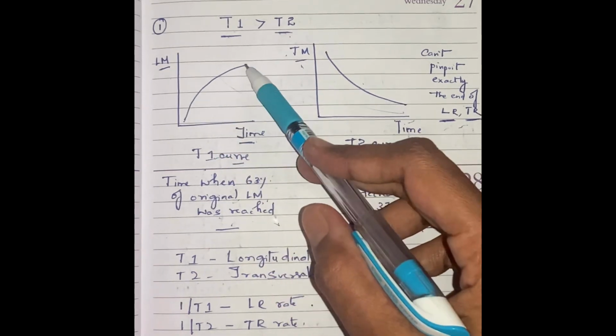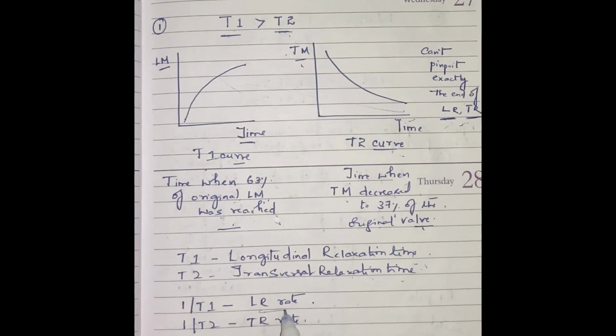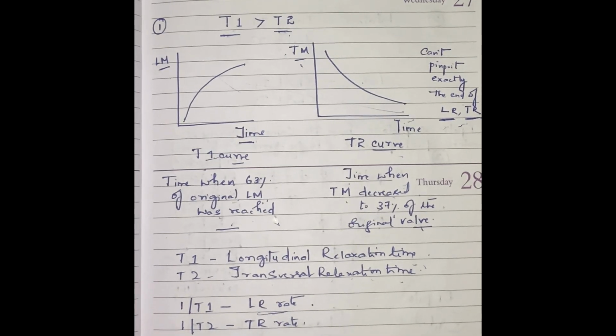So T1 is always more than T2. Just remember that. 1 by T1 is the longitudinal relaxation rate. 1 by T2 is the transversal relaxation rate.